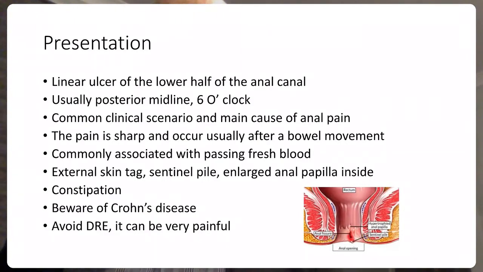Now, how do they present? In a nutshell, these patients usually come to you relatively young, most of them, with a painful condition. Usually after having a bowel motion, they have been constipated, and usually the pain stays there for about half an hour, and it's a sharp pain, and then the pain eases off after about 30 minutes. It is a typical presentation for acute anal fissure, but anal fissures can be chronic as well.